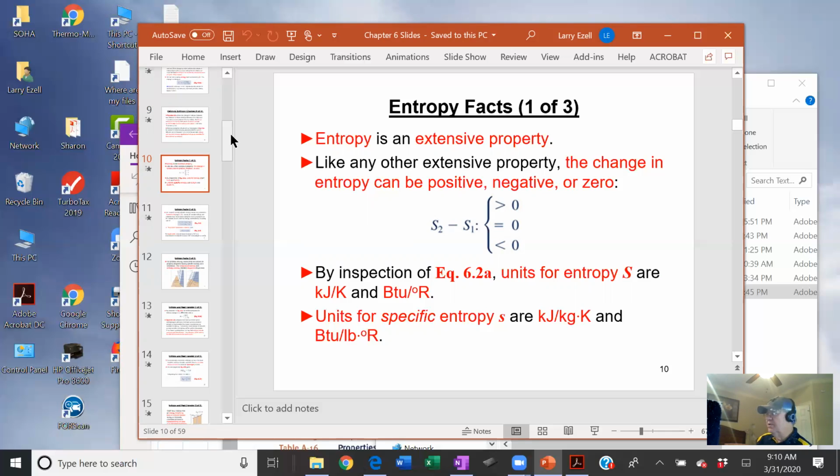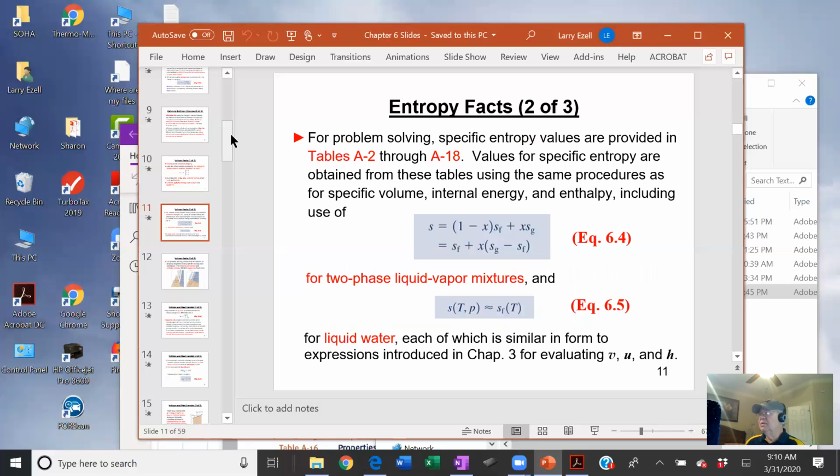Now, specific entropy, which is an intensive property, they use a little s. And I make a big S and a little s. They look a lot alike, so I'll try to make sure you don't get confused by those. So specific entropy follows as kilojoule per kilogram K in the metric system and BTU per pound mass degrees R in the English system.